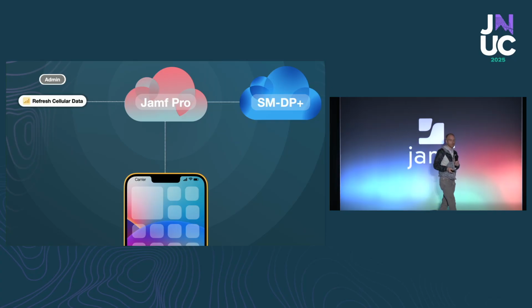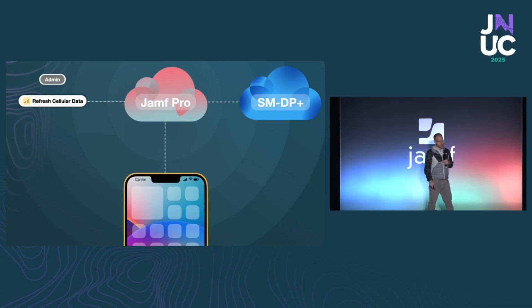We can reach out to that server. We can grab the eSIM profile. And let's take a look at what this looks like. So on the left here, we have our administrator. He's in the console. We're looking at one device for eSIM distribution. Admins in the console, they've dialed into the particular device, they've gone into the management settings, and they're going to trigger this remote command here for refresh cellular data.